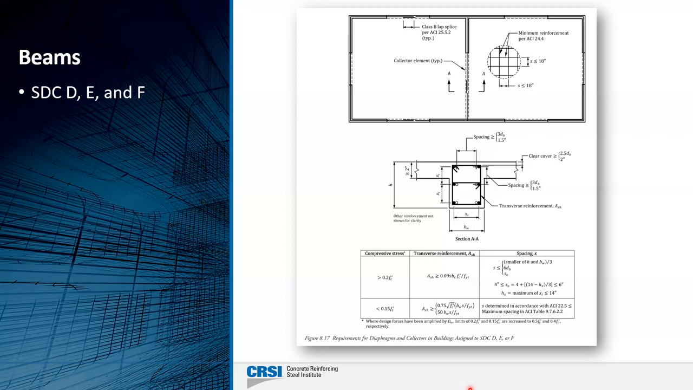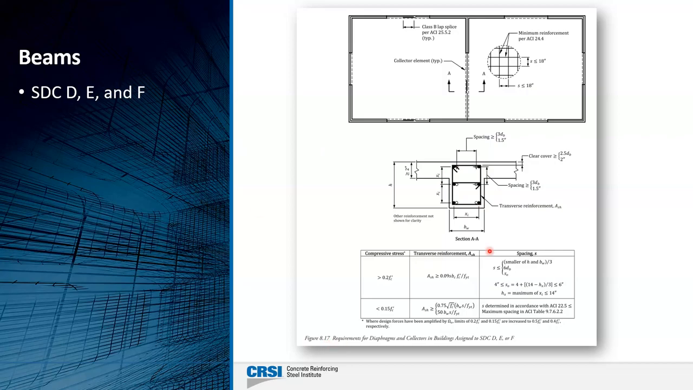Now, if we are in a building that's been assigned to seismic design category D, E, or F, there are some special detailing requirements that we have to provide once again. We want to make sure we have enough confinement. Say this is our collector beam in this case. So we have to have a certain amount of confinement when we're in seismic design category D through F.